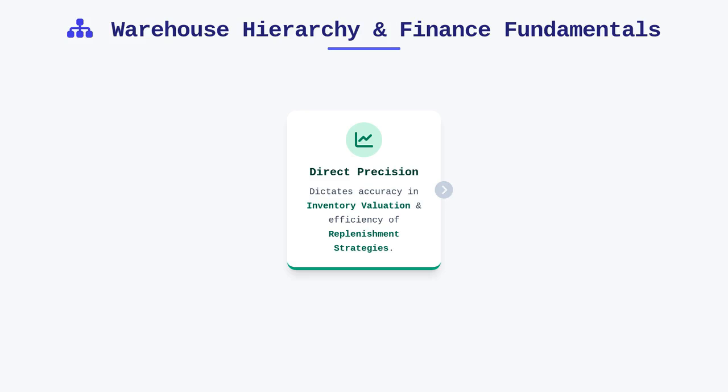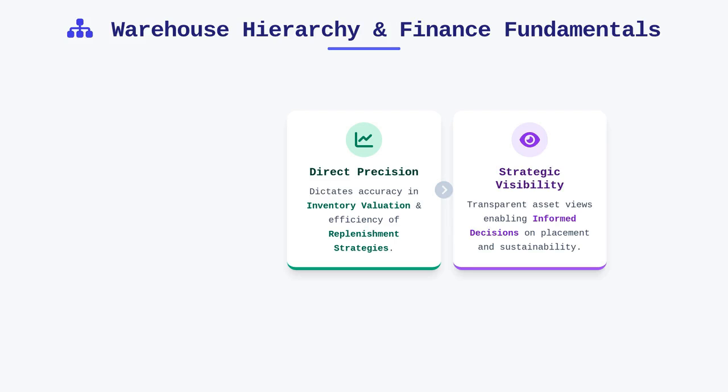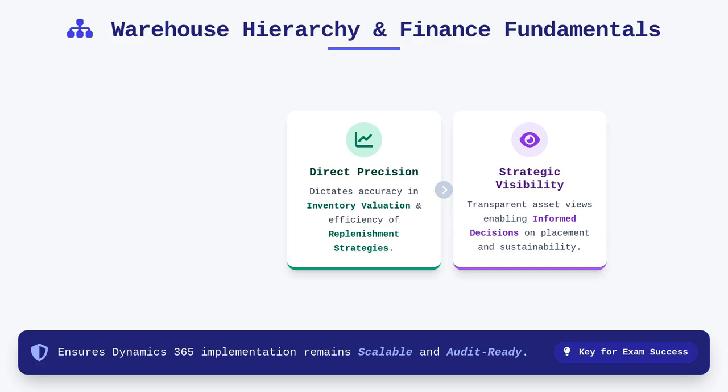When configurations are consistent across sites and well mapped within the application, the resulting data provides a transparent view of the enterprise's assets. This visibility is exactly what stakeholders need to make informed decisions about inventory placement and supply chain sustainability. Mastering these fundamental concepts ensures that you can guide the implementation of Dynamics 365 in a way that remains scalable and audit-ready as the business grows.